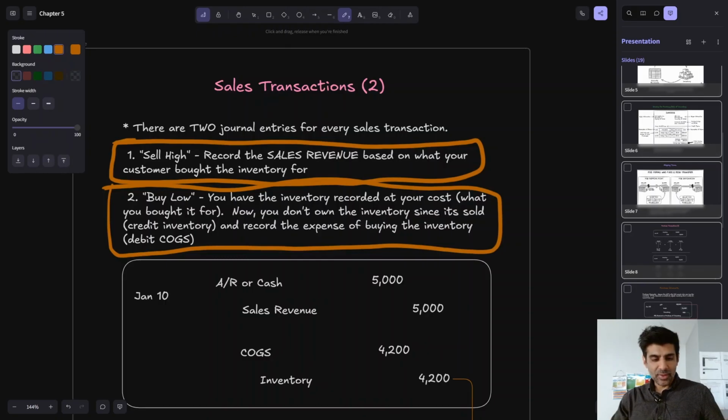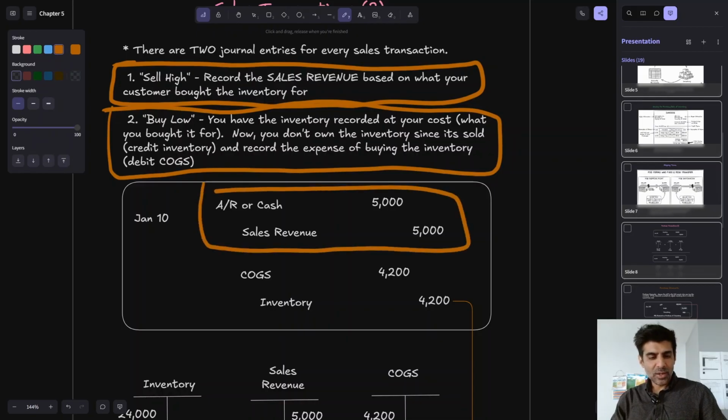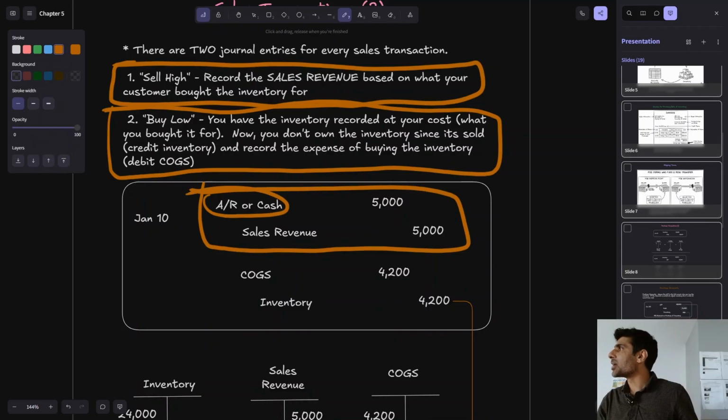Look, this is our 1 single sales transaction. We're selling some amount of items. Here is 1 journal entry where this is how much our customer is paying us. It's either going to be accounts receivable or cash, depending on what happened in the transaction. It will tell you. So you're going to debit that, and you're going to credit sales revenue. This is how much your customer has paid you for, let's say, 10 items.